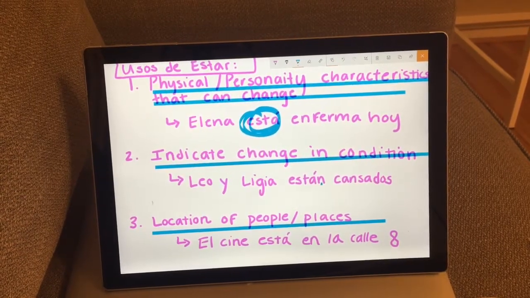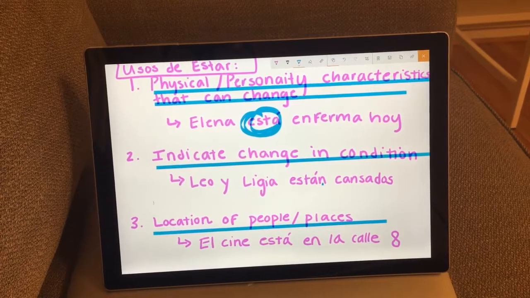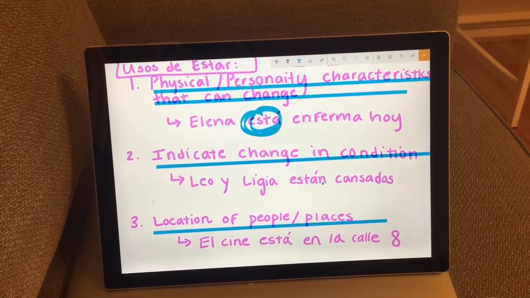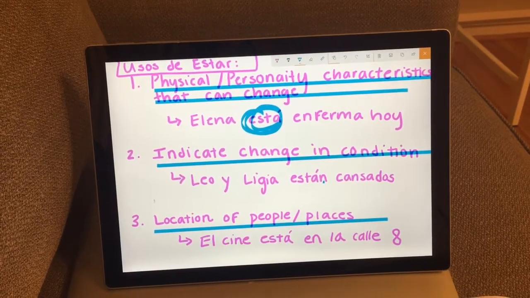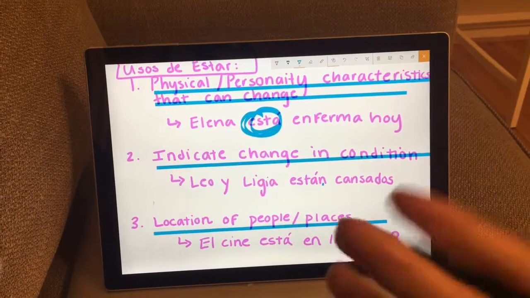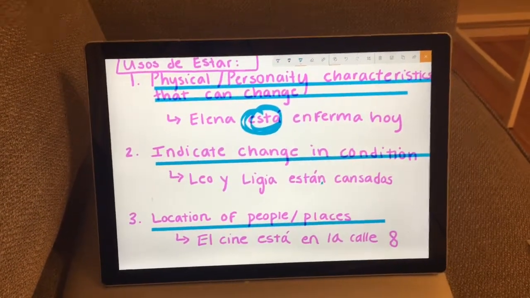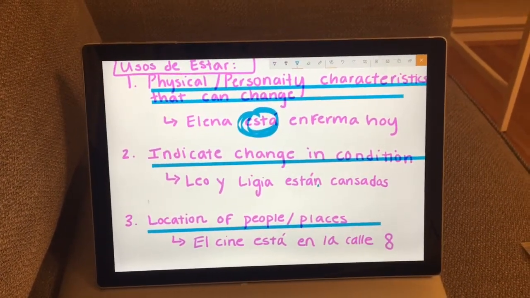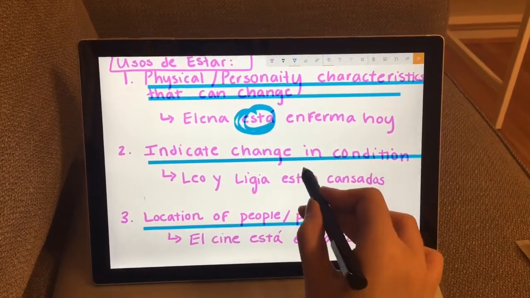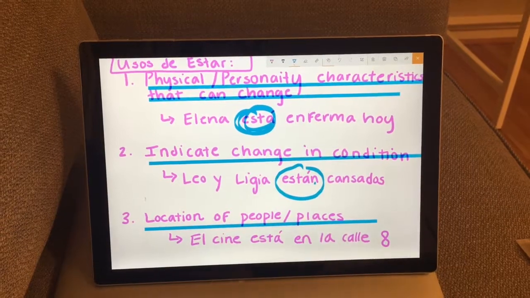The second use is to indicate change in condition. So the example is Leo y Lía están cansados. So Leo and Leah are tired. They weren't tired before, they were running around and playing tag, but their condition has changed and now they're tired. So that's why we use estar over ser.